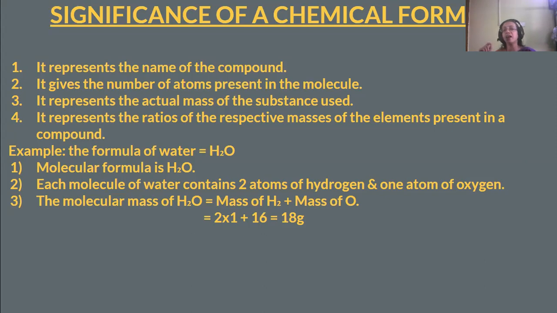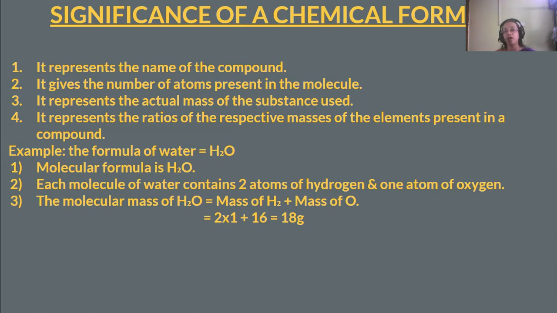It represents the actual mass of the substance used. Then it also represents the ratio of the respective masses of the elements present in the compound. That is, the total mass and also the respective masses of the elements are represented by this chemical formula.